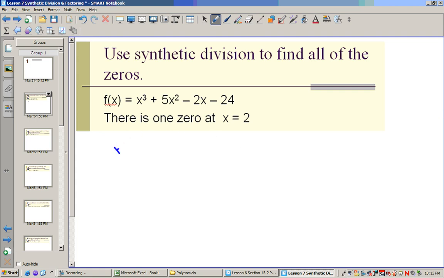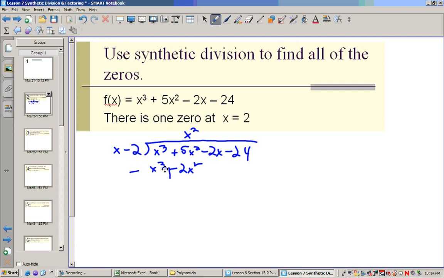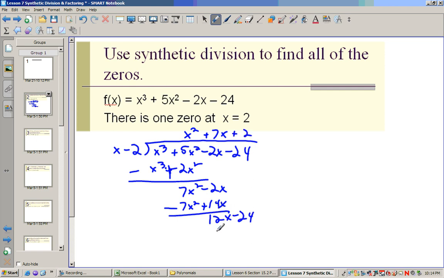So really that's like saying x minus 2 divided into this function, x to the third plus 5x squared minus 2x minus 24. Now, if I took a second and did this real quick, that would be x squared. Oops. So this would be 7x squared minus 2x. That is a plus 7x. So now I have 7x squared minus 14x. This becomes 12x minus 24. And if I put a 2 up there, that'll be 12x minus 24.